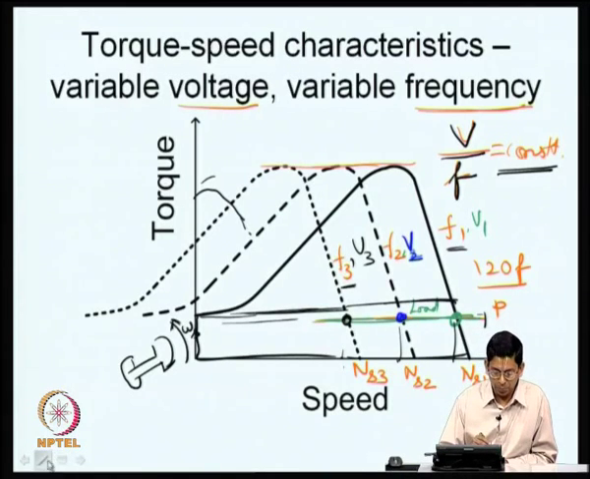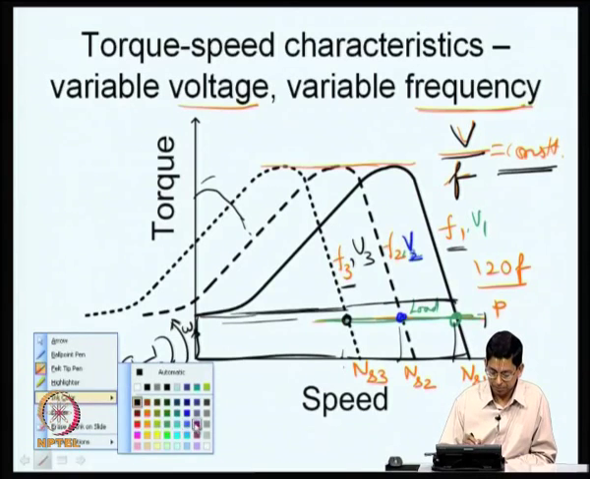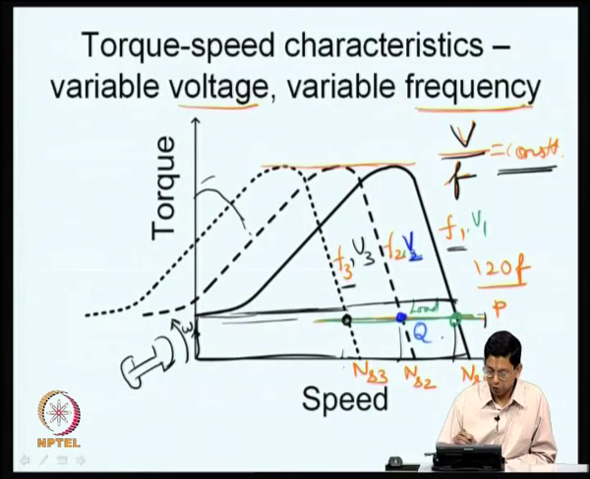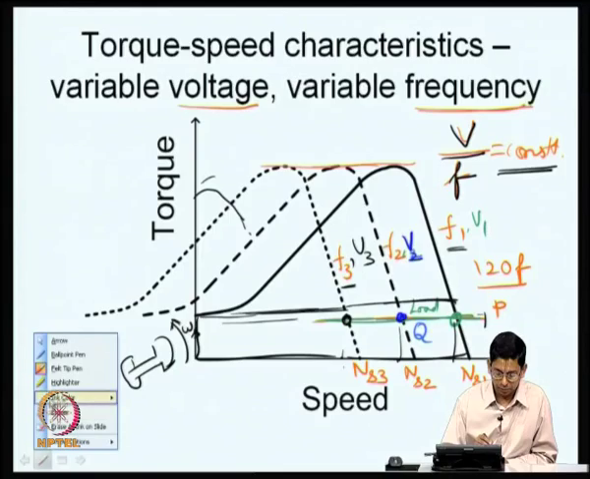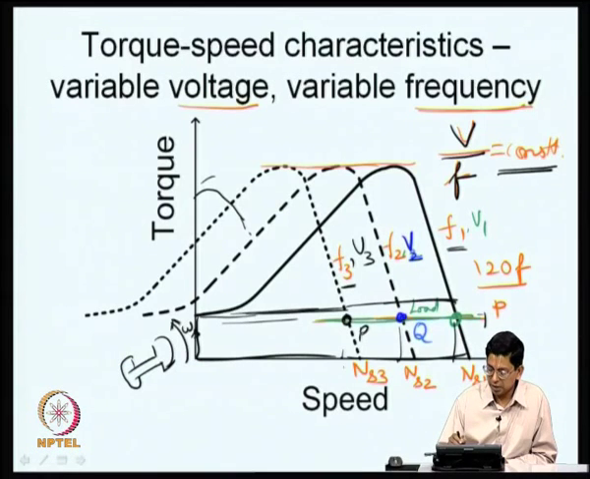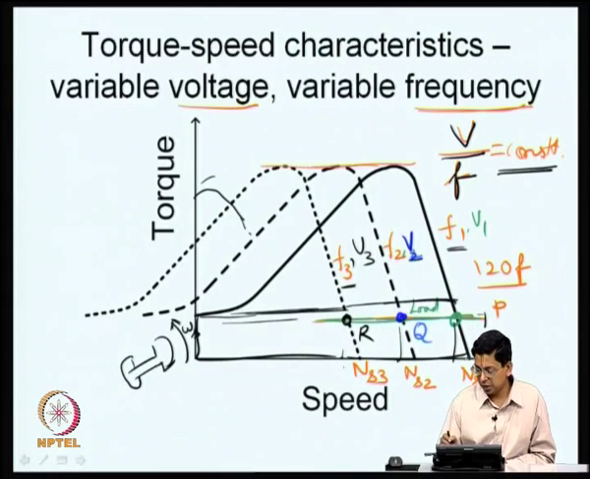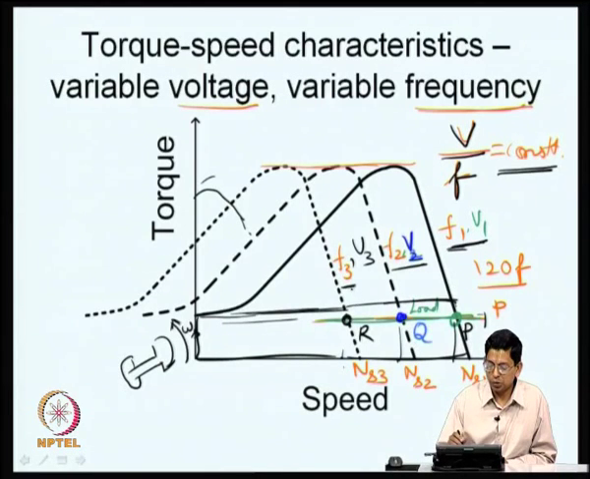If this point was P, excuse me, this point is Q and this point is R. The same torque speed characteristic can operate at the so-called point P, Q or R. How do you do that? By changing the characteristic. V1, F1 makes it operate at point P, V2, F2 makes it operate at Q, and if the applied voltage is V3 and the frequency is F3, you get it to operate at R.